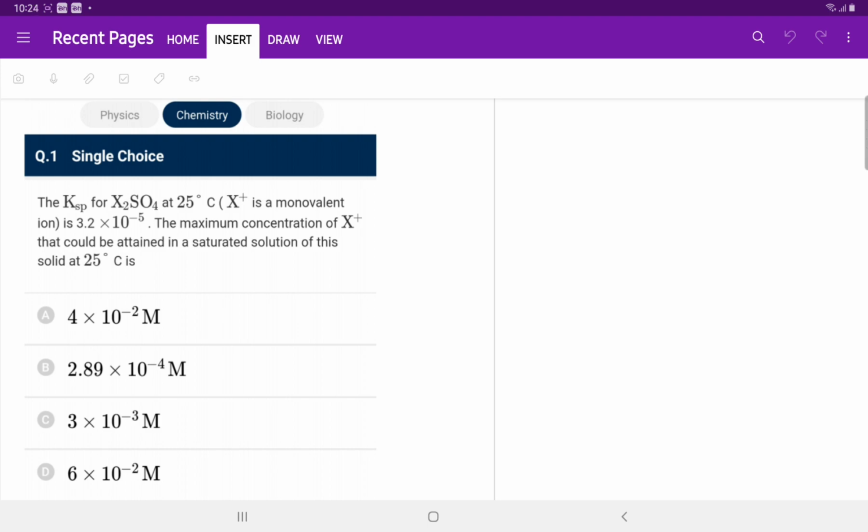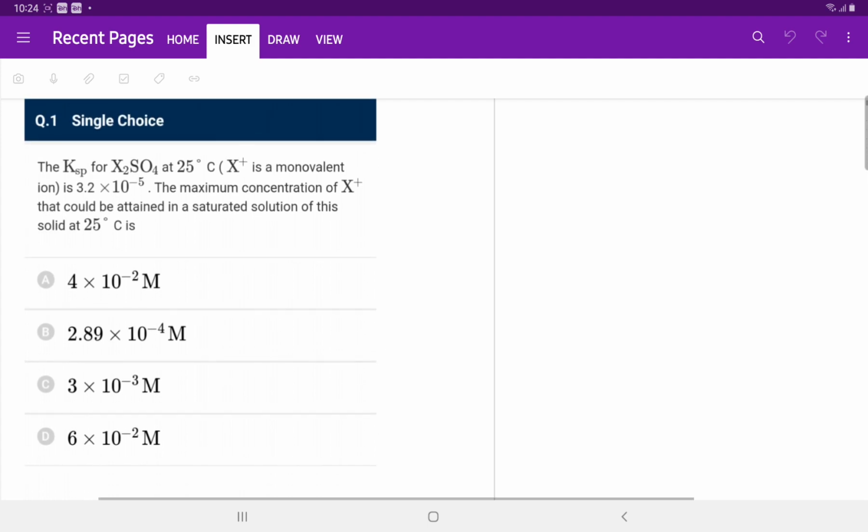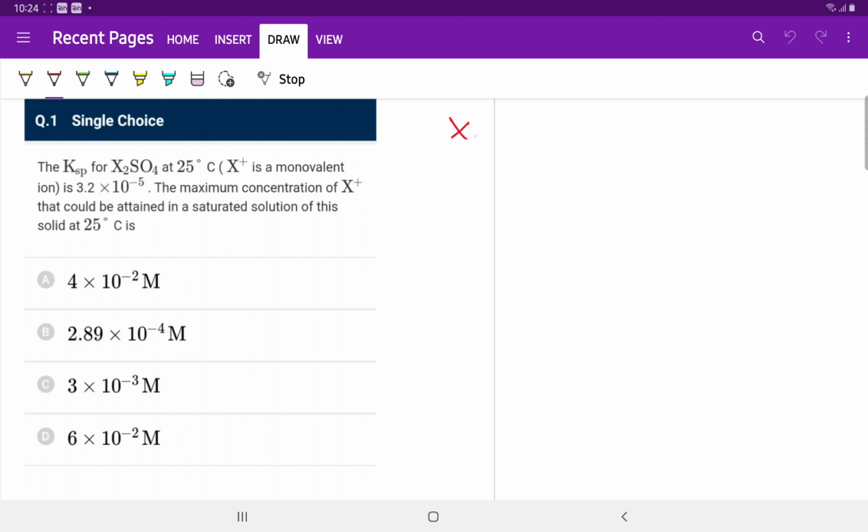Question 1. The Ksp of X2SO4 at 25 degrees Celsius, where X plus is a monovalent ion, is 3.2 into 10 raised to power minus 5. The maximum concentration of X plus that could be attained in a saturated solution of this solid at 25 degrees Celsius is... X is monovalent, so we can write X2SO4 gives 2 moles of X plus and 1 mole of sulfate ion. The solubility of X plus is 2S and the solubility of sulfate is S.